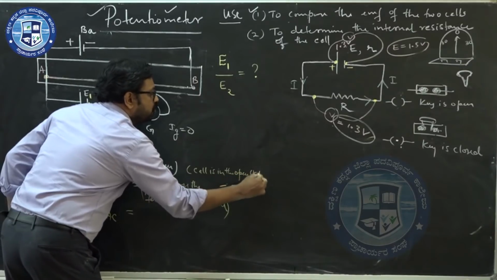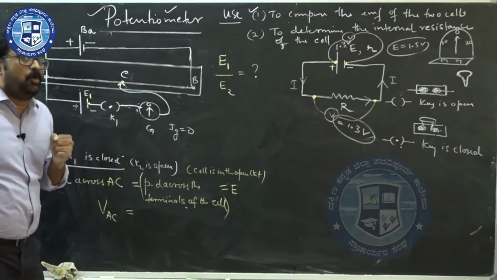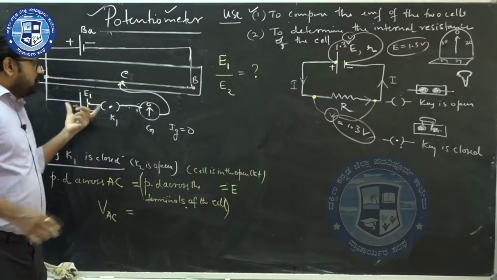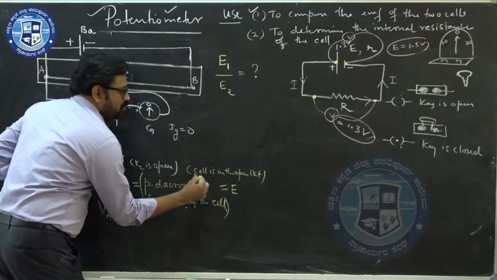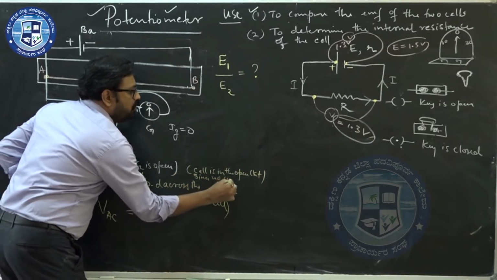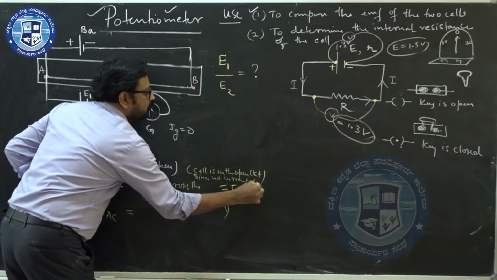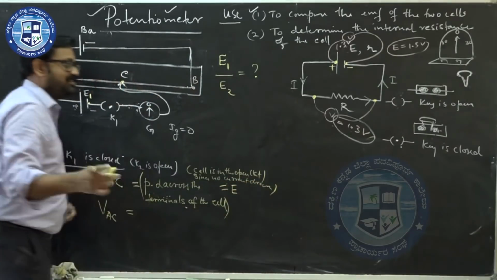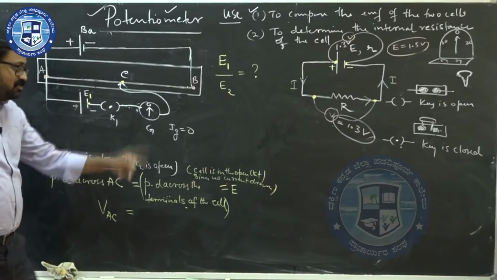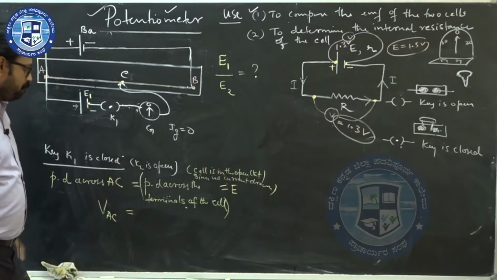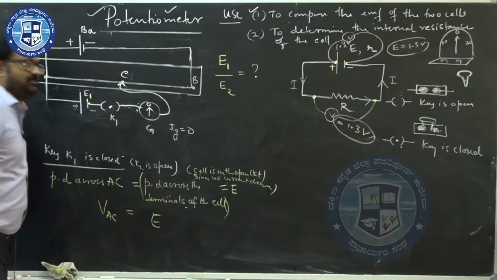Don't get confused with this word open circuit. Why do we say the cell is in the open circuit? Because no current is drawn from the cell. Since no current is drawn, that was the reason to say that the cell is in the open circuit. Okay, that means can I write this is equal to E now?